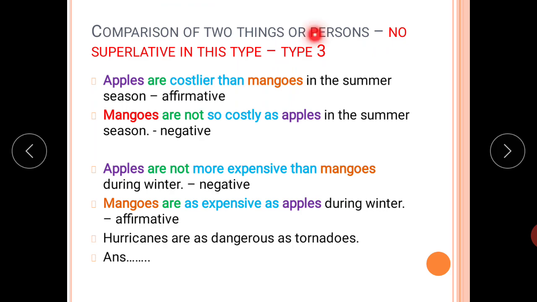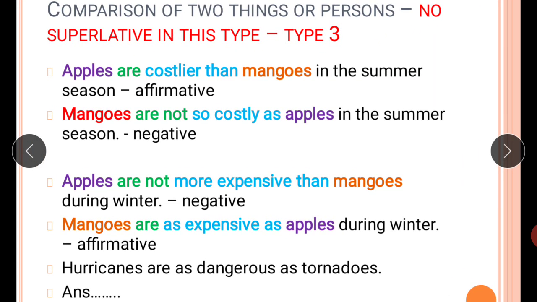Let's see. Apples are costlier than mangoes in the summer season. Okay, look at the sentence. The sentence is in affirmative. It is in positive. Apples are costlier than. So, what you need to do, first of all, you just bring this word mangoes here. Okay, we interchange these two things. Mangoes goes here, apples come here. Interchange of those two things.